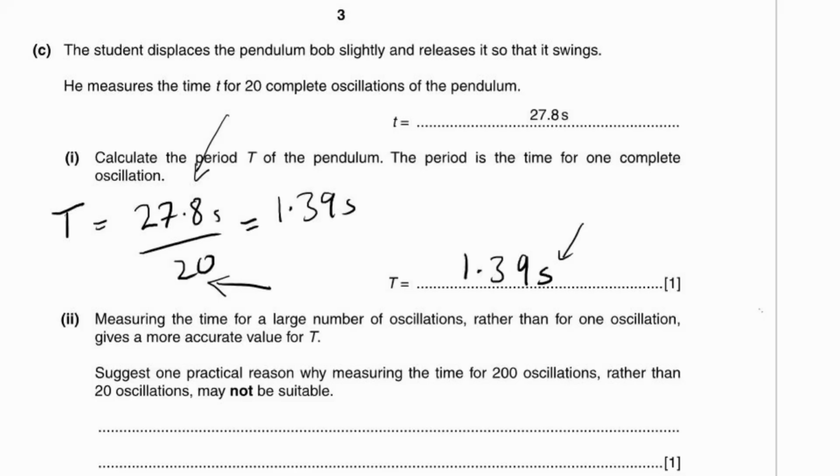2. Measuring the time for a large number of oscillations rather than one oscillation gives a more accurate value for t. Absolutely true. It makes it so that the reaction time has less of an effect. Suggest one practical reason why measuring the time for 200 oscillations rather than 20 oscillations may not be suitable. Well, you probably know yourself, if you've measured 20 oscillations it gets quite tricky to keep count, mostly because you're watching the same thing happen again and again. If you do that for 200 oscillations, you might lose count. Another problem with this, which is even more likely of course, is that the pendulum will slow down to such a point you can't see it move, so the pendulum might stop. And there we go, we only have to put one down, so I've put down the pendulum may stop.